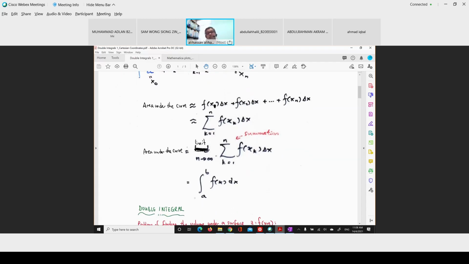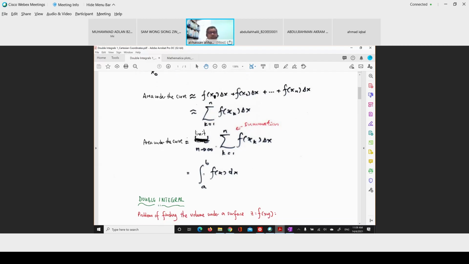All right. So this is the origin of this idea of integral. It came from the problem of finding the area under a curve. And you have learned how to evaluate integrals. There are various techniques to evaluate a single integral which you have studied before.